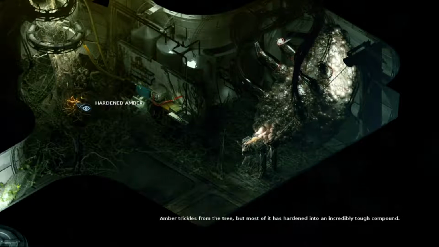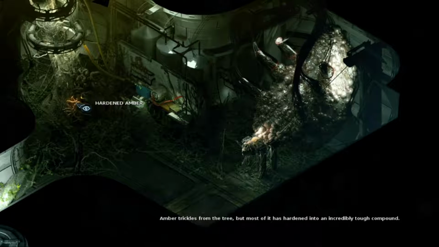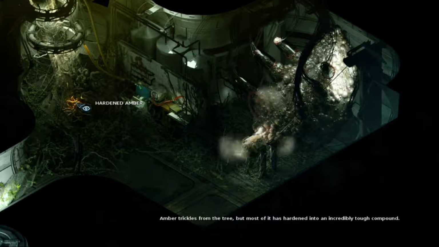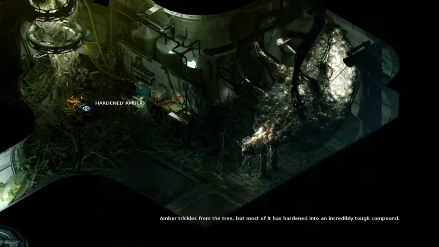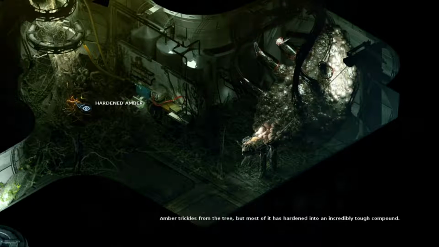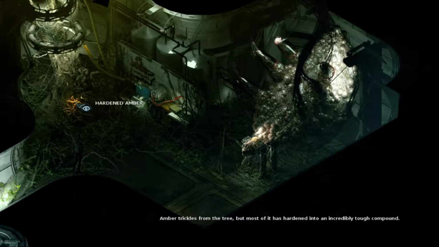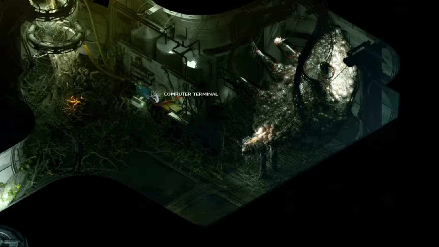Okay, so hardened amber. Amber trickles from the tree, but most of it has hardened into an incredibly tough compound. What is that insect doing? Okay, so let's keep that in mind.